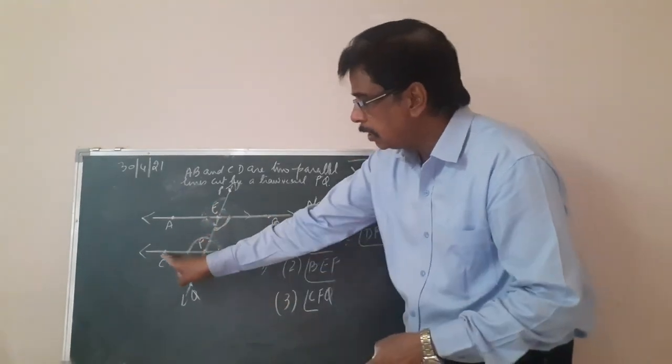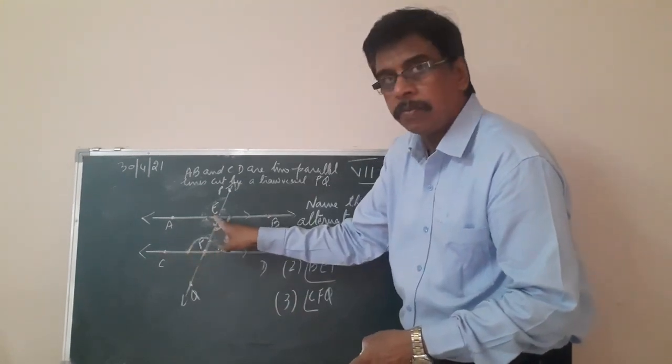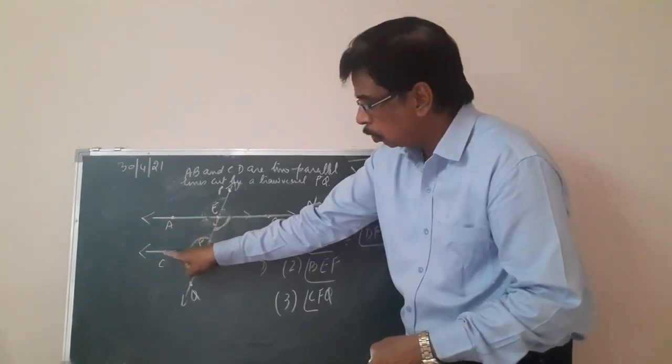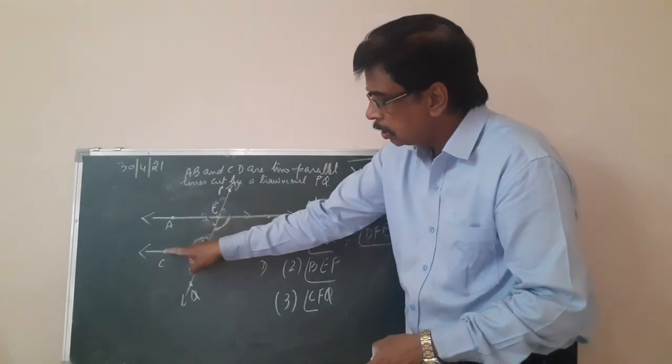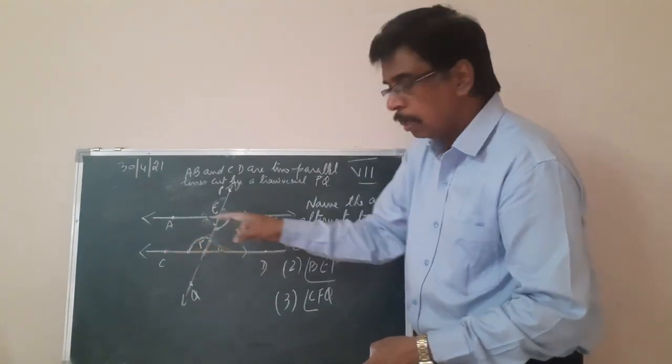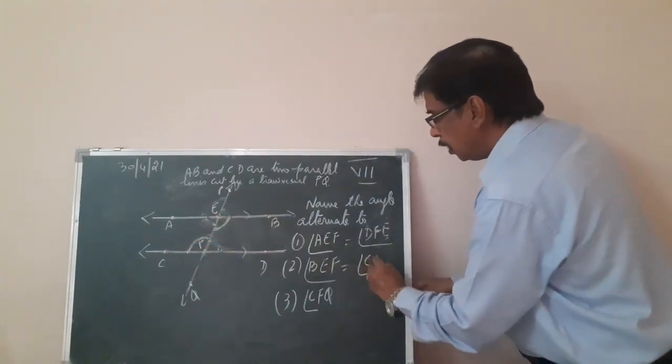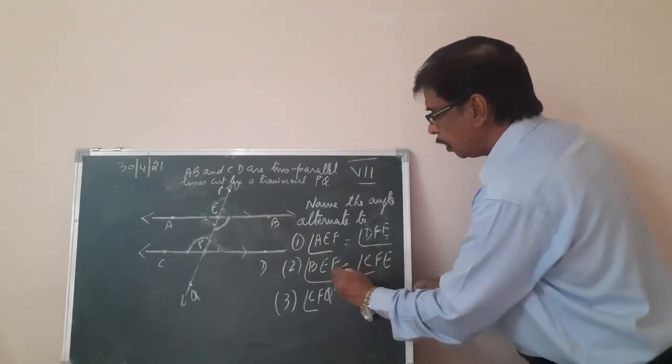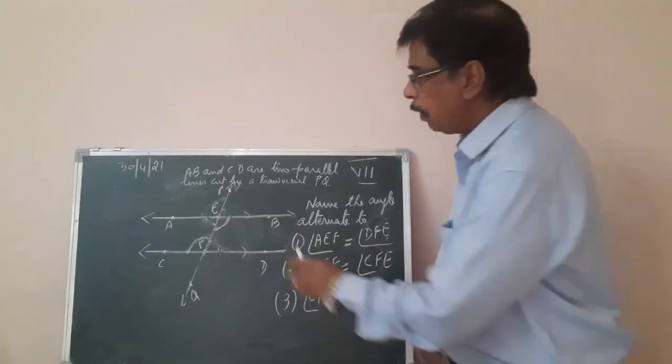Name this angle CFE. We are talking of this angle. So the line will come this way. CFE. So it is angle CFE. Now we come to the third one.